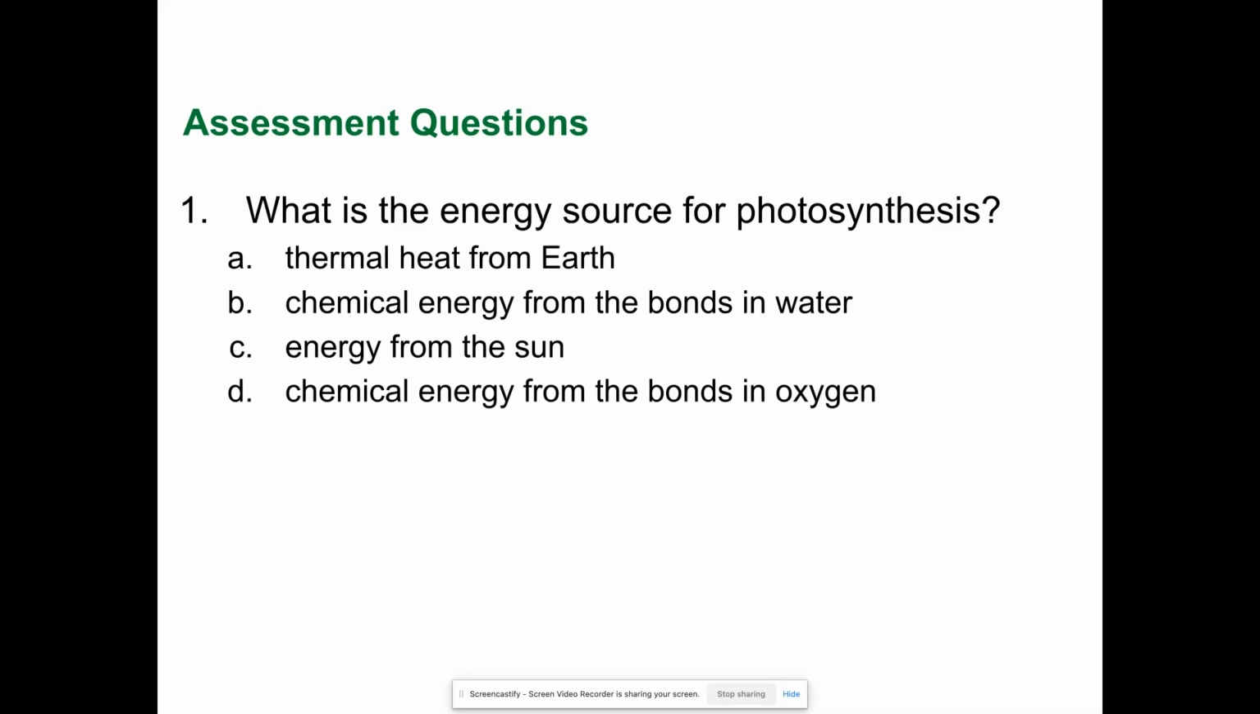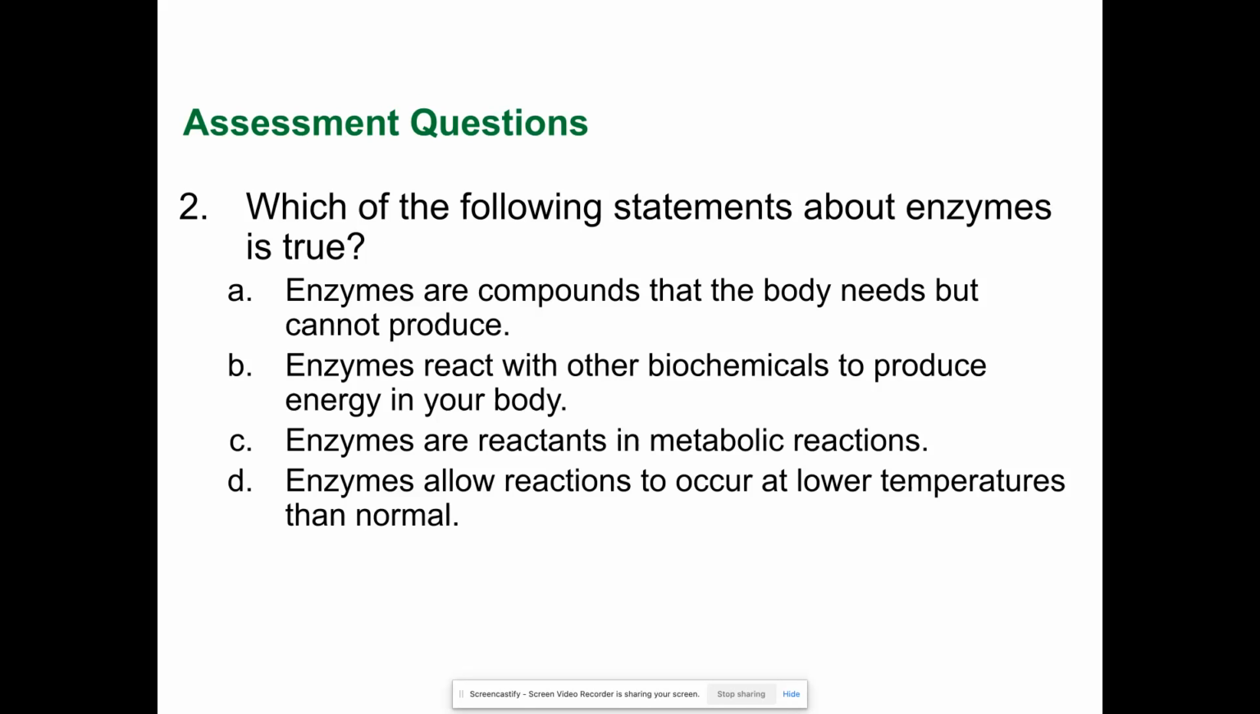What is the energy source for photosynthesis? C, energy from the sun. Which of the following statements about enzymes is true? D, enzymes allow reactions to occur at much lower temperatures than normal. And that's it. That was a pretty easy thing.